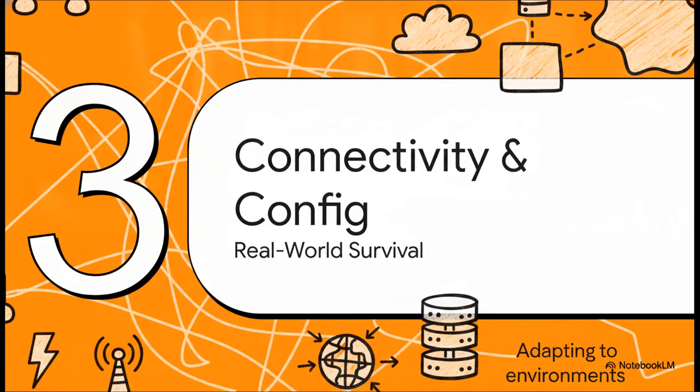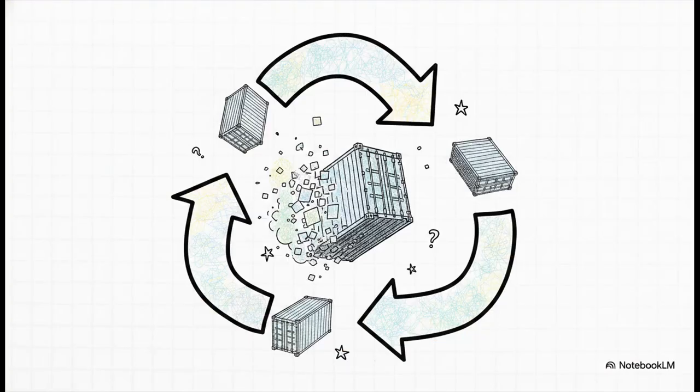All right, part 3, connectivity, state, and config. Basically, how to survive in the real world. So, we've successfully built our container. Awesome. But real-world applications don't exist in a vacuum, right? To actually be useful, they have to communicate across networks, they have to remember user data, and they need to adapt to completely different deployment environments.